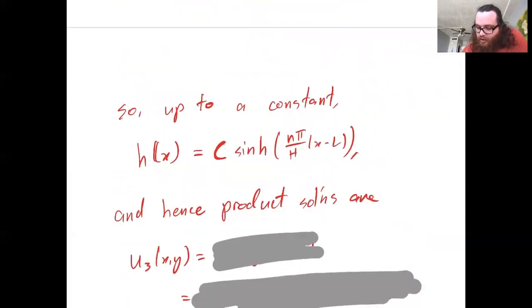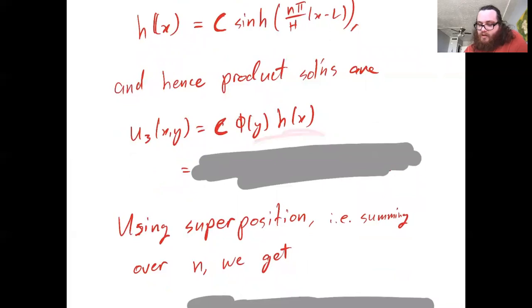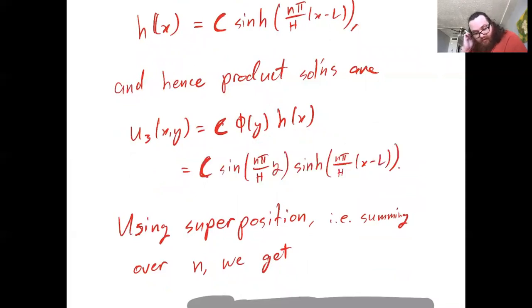Okay. So this is a piece of our product solution for x. Bringing them together, we said our product solution was going to be some constant times a piece that depends on y times a piece that depends on x. So plugging in, U3, the solution that we care about, is some constant times sine of n pi over h times y times sinh of n pi over h times x minus l. This is the expression that we're going to work with.